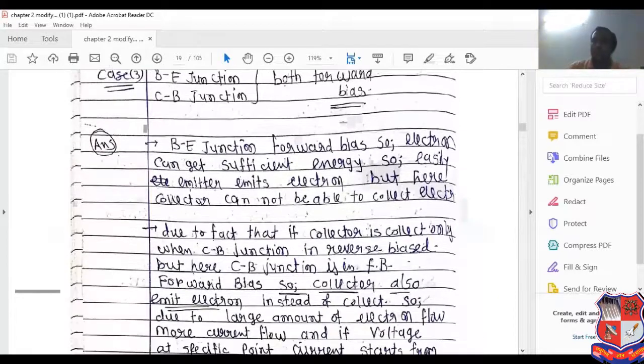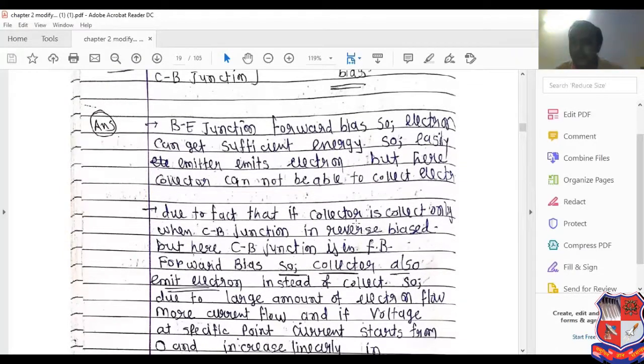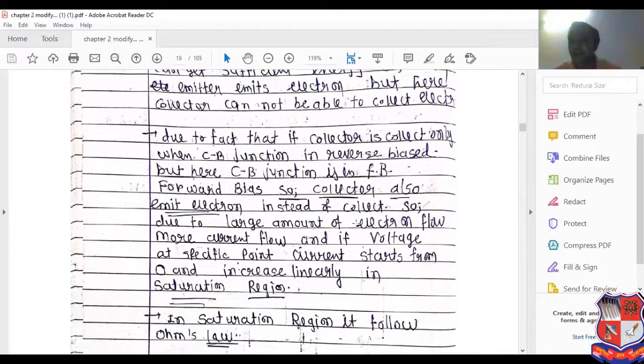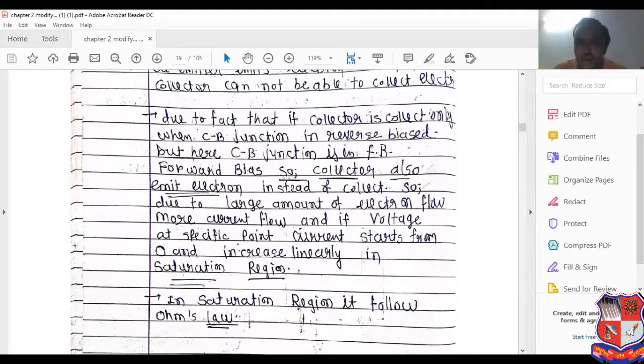Now, the third case, which is most important: the base-emitter junction and the collector-base junction are both forward biased. Now see this. What is the meaning of forward bias? It increases the amount of current in the circuit. So with the base-emitter junction forward biased, electrons get sufficient energy and the emitter easily emits electrons, but here the collector cannot collect electrons. Why? Because the collector-base junction is also forward biased. The collector only collects when the collector-base junction is reverse biased, but here it is forward biased, so the collector also emits electrons instead of collecting.